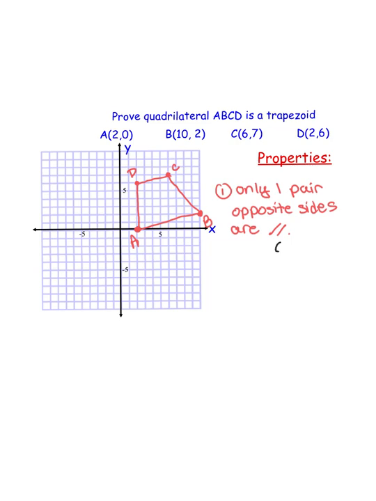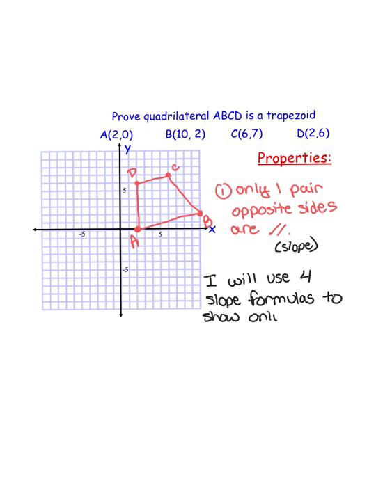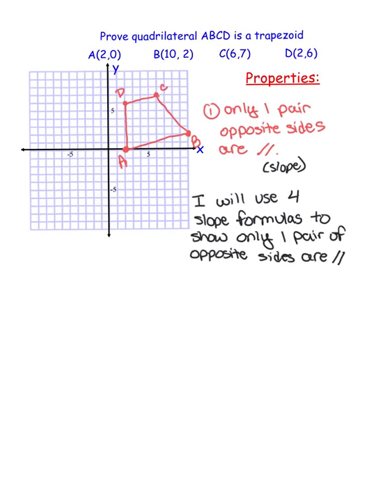We show parallel using slope. So my plan here is I will use 4 slope formulas to show only one pair of opposite sides are parallel. So now we have to go back to our slope formula. Hopefully you remember that slope is the change in y over the change in x. So I want to show that only one pair of opposite sides are parallel and the other are not. So I have to do 4 slopes.